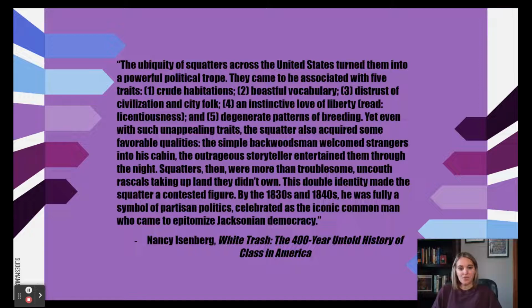The simple backwoodsman welcomed strangers into his cabin. The outrageous storyteller entertained them through the night. Squatters then were more than troublesome, uncouth rascals taking up lands they didn't own. This double identity made the squatter a contested figure. By the 1830s and 1840s, he was fully a symbol of partisan politics, celebrated as the iconic common man who came to epitomize Jacksonian democracy." So keep these ideas of frontier people in your mind as we continue through APUSH history, especially going into Unit 4.